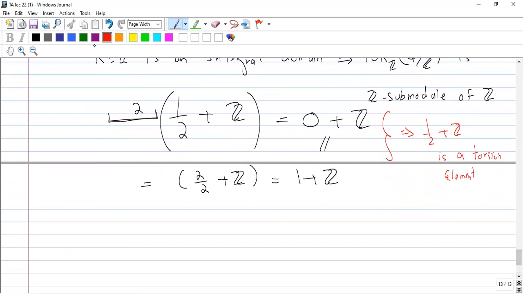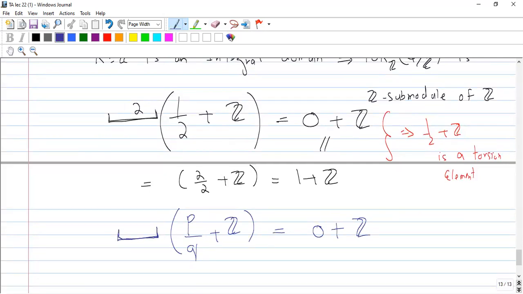In general, what I am trying to show is that if you have p over q plus Z, this is a typical element. So what element am I multiplying it with so that the answer becomes 0? It's very simple. Q over P? No, I want to multiply with an integer.